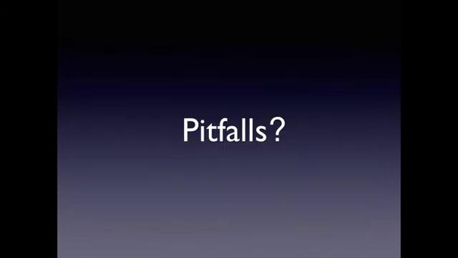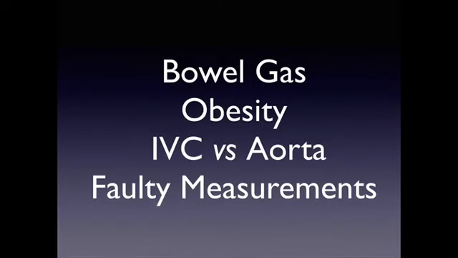So what are pitfalls to performing this exam? There's a few, and we've talked about them, but bowel gas. Bowel gas is definitely an issue, especially in more obese patients when you have a longer distance to get to the aorta. There's a couple of remedies. One is firm, steady pressure in the exact same position and just waiting. Or you can turn the patient in the left lateral or right lateral decubitus and try to find the aorta from there, and that might help the bowel gas get out of the way.